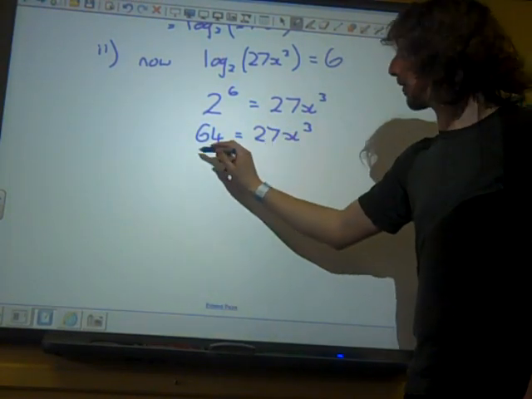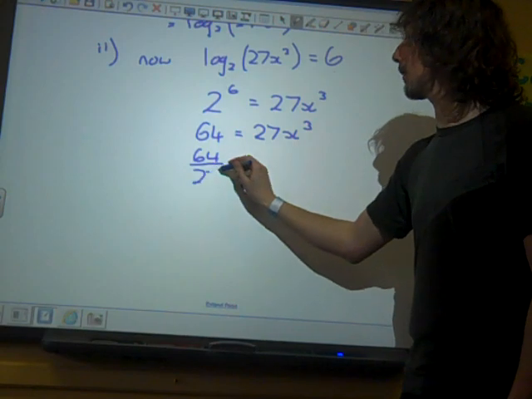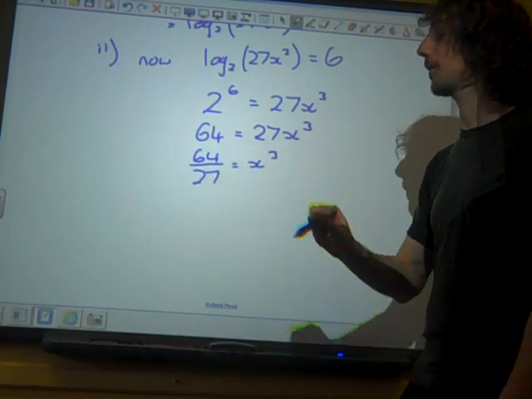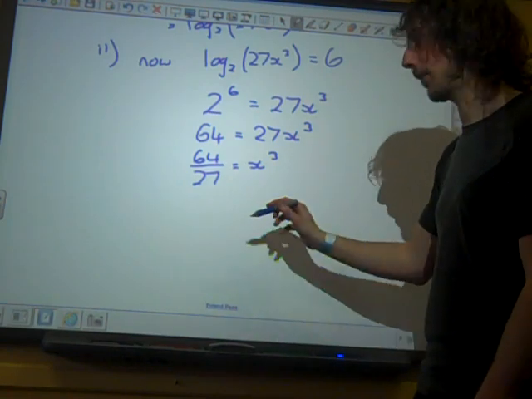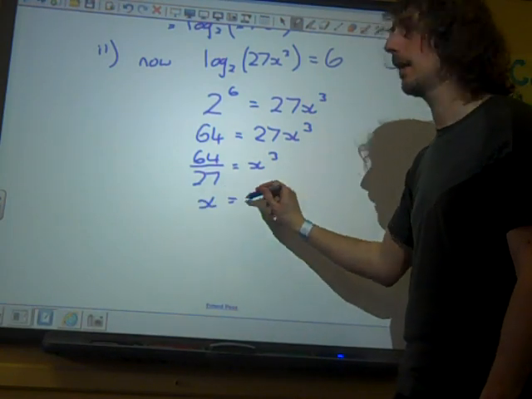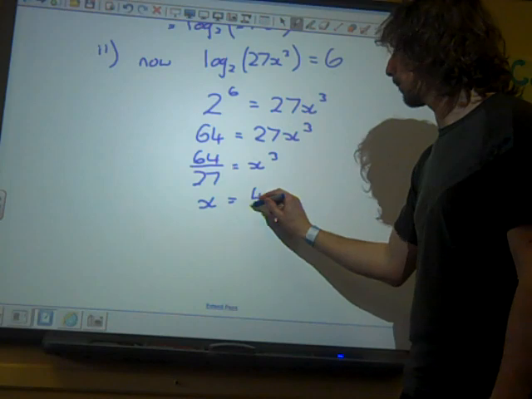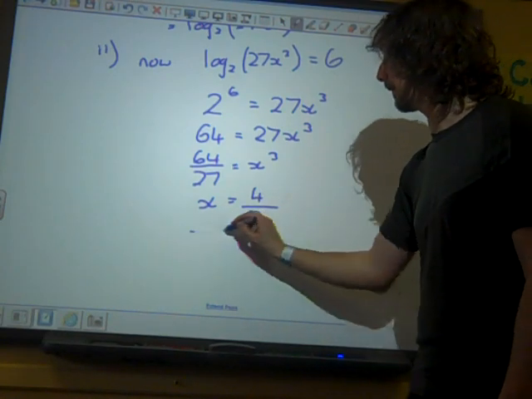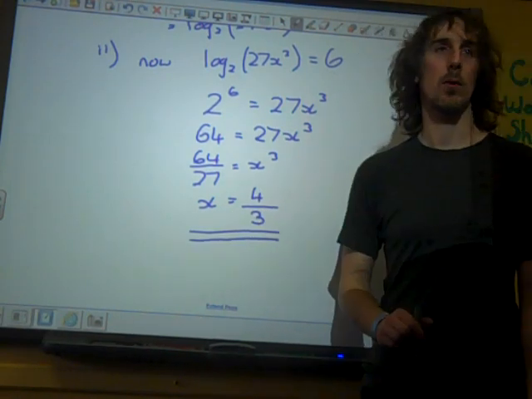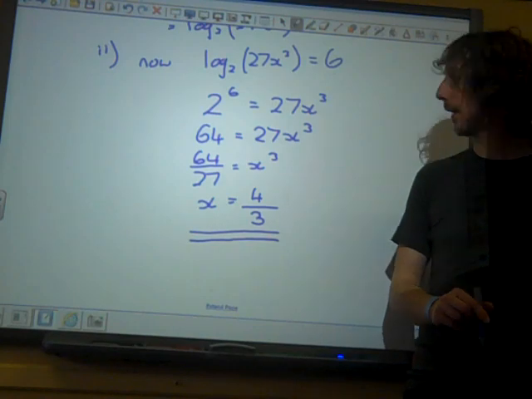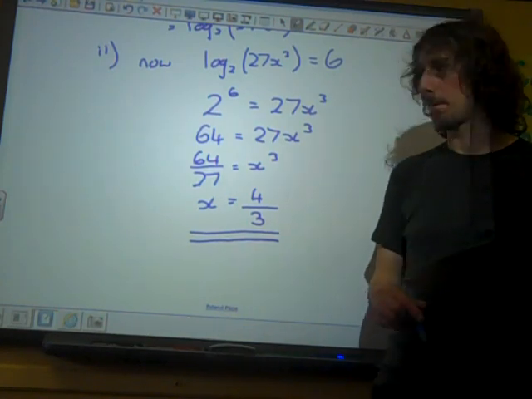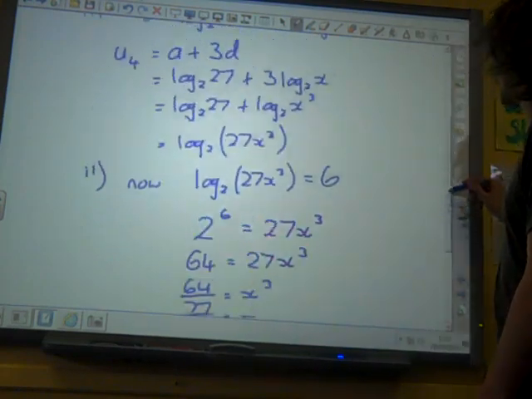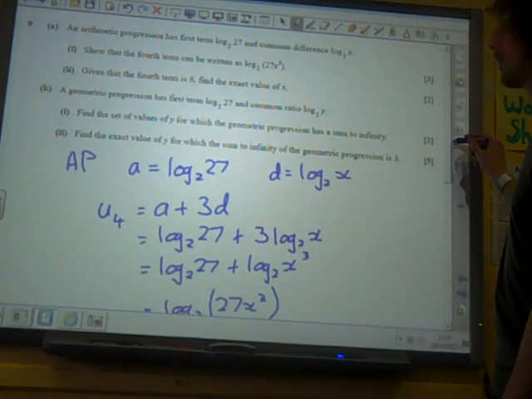If we rearrange this, we've got 64 over 27 is x cubed. So x is the cube root of that, and they are both nice cube numbers, aren't they? So x would be, cube root of 64 is 4, cube root of 27 is 3. That all worked out right in the end, didn't it? As being 4/3. Okay, so that's nice. We've just got a nice 5 marks from that.